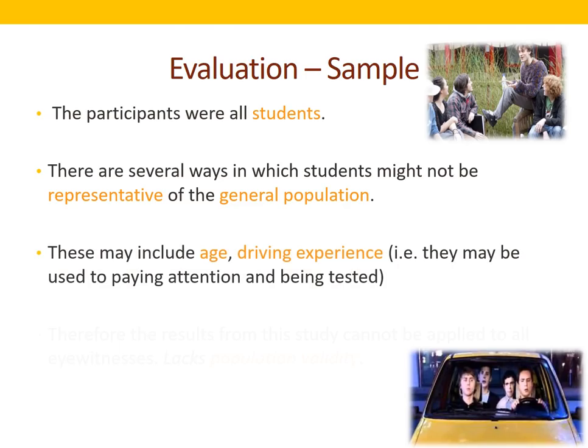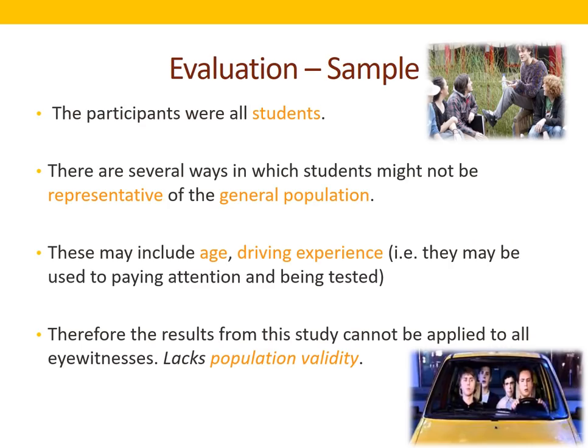Also, participants, they're all students, so you have to think about if that biases the sample in any way, because it's not necessarily going to be representative. You may also think about students who are used to being asked questions and being tested, and think about their young age, how that influences their perceptions of speed. Can they actually even drive? So in general, the sample lacked population validity.